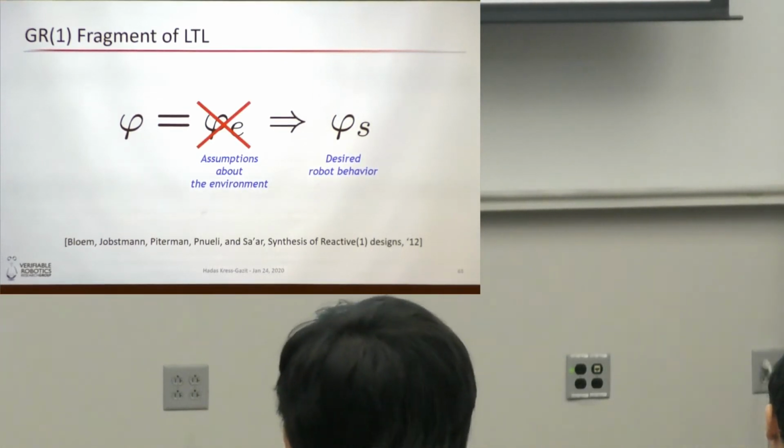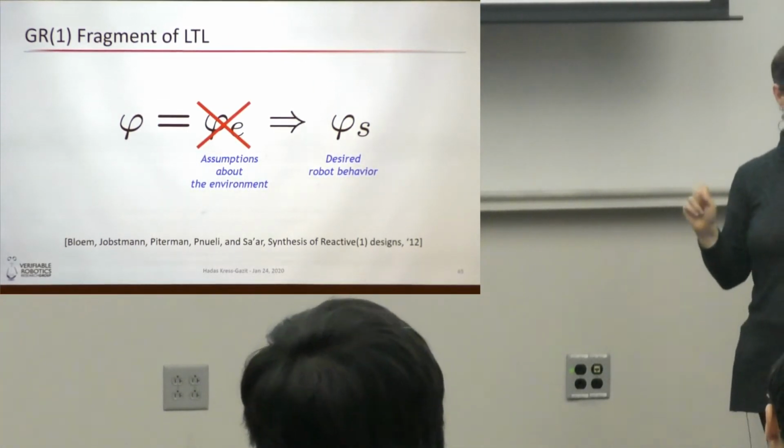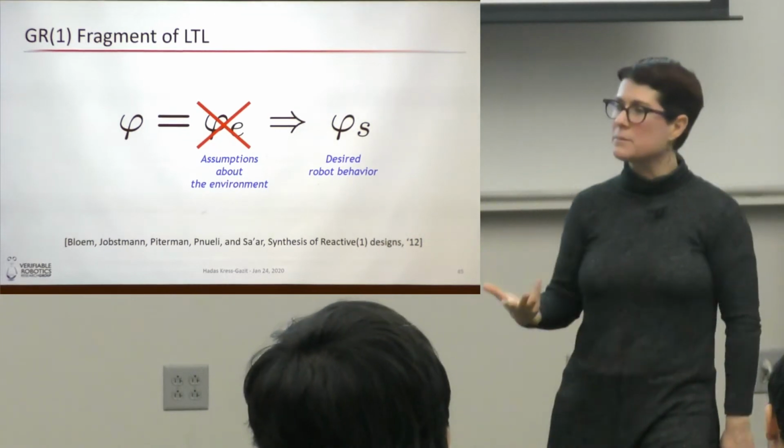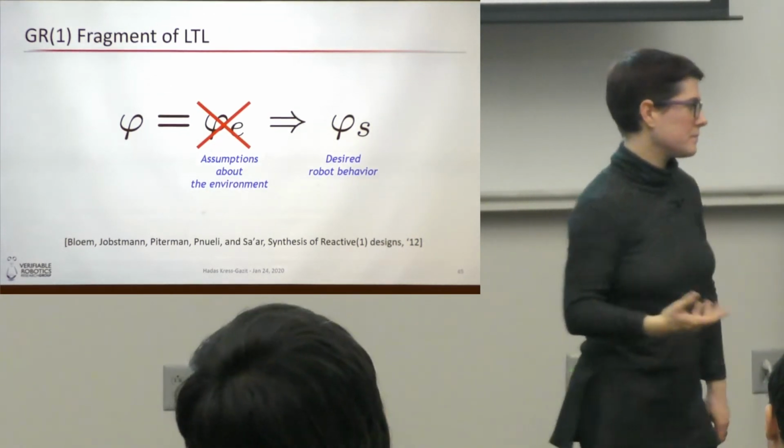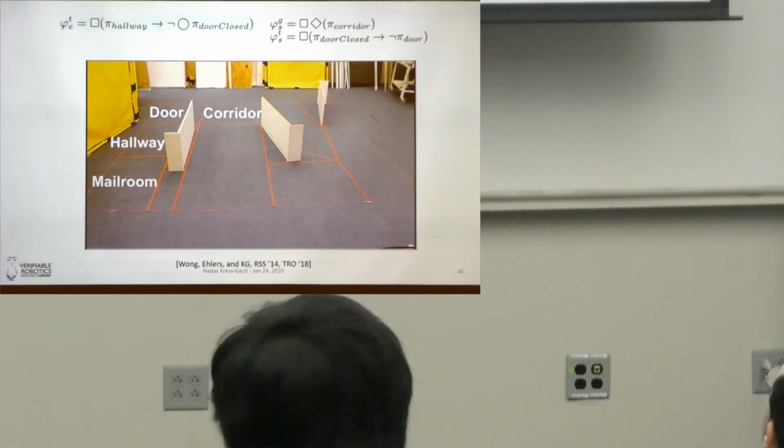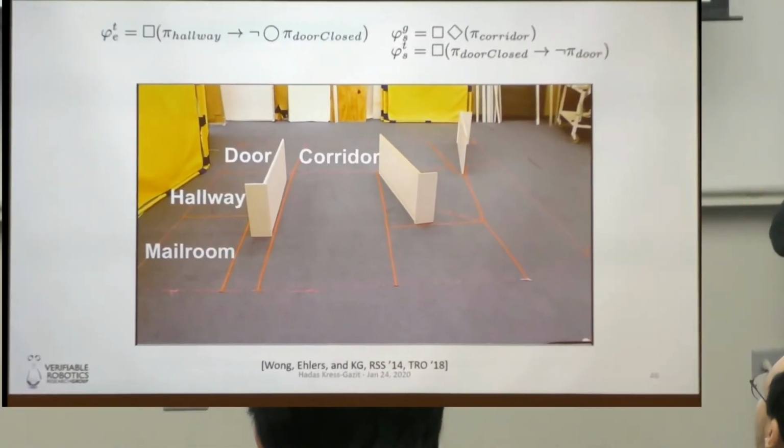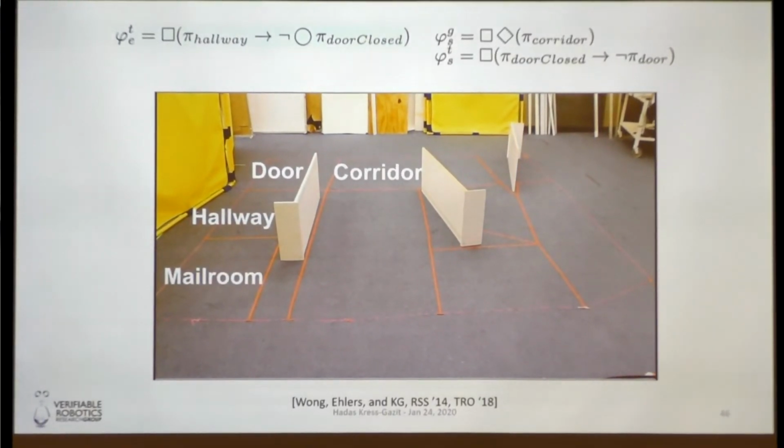So what happens when it doesn't hold? That's the question. How do we robustify the system to assumption violations? Let me give you some context from a paper that Catherine Wong, who was a PhD student with me, did a while ago.